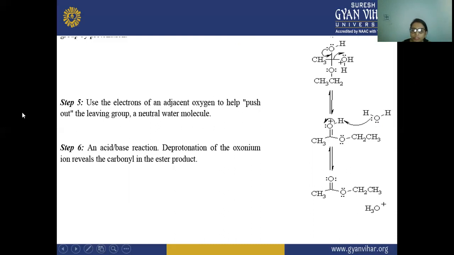this type of intermediate. So we use the electron of an adjacent oxygen to help push out the leaving group, a neutral water molecule, and there is a formation of this intermediate. This is formed. So here, this oxygen will withdraw electron from here, and this water molecule will be removed out from here.